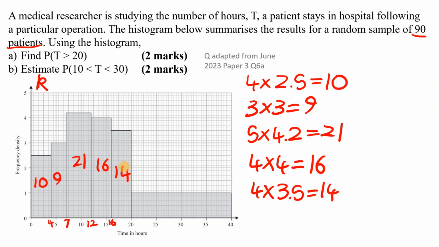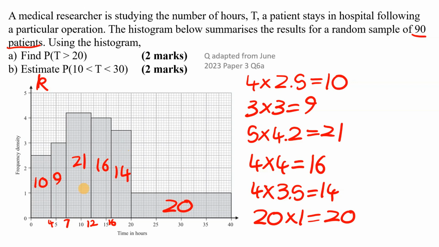So this is the area of this bar. Then this bar here is between 20 and 40, so the width of this bar is 20, and this is multiplied by the height, which is 1. So 20 times 1 is equal to 20. So the area of this bar here is 20.